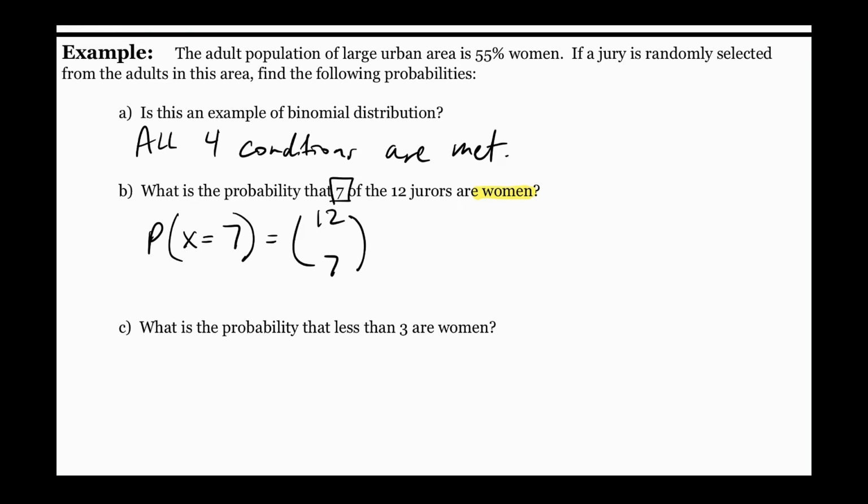That'll tell me how many, this right here will tell me how many paths, right? Because if I were to do this using a tree diagram, it would be 12 events, right? Woman, male, woman, male, woman, male, and it would be huge, right?